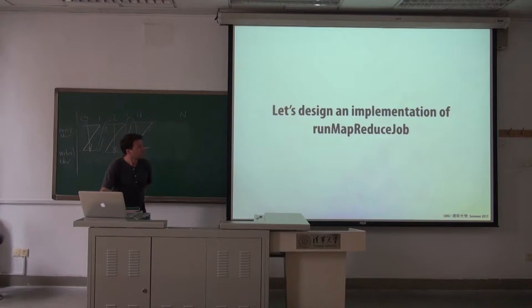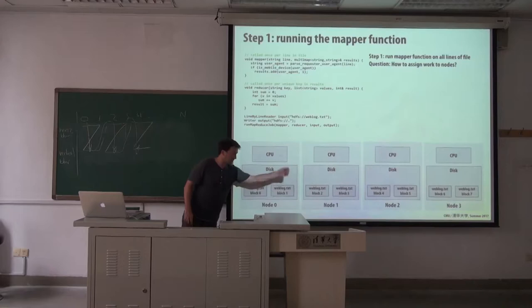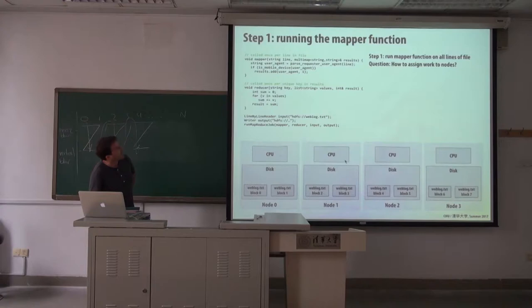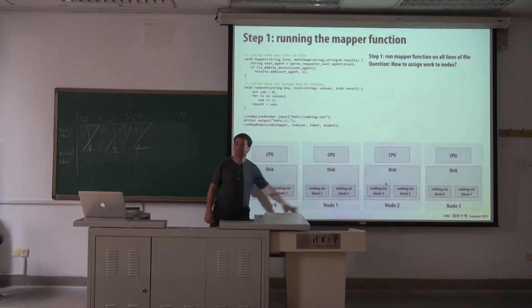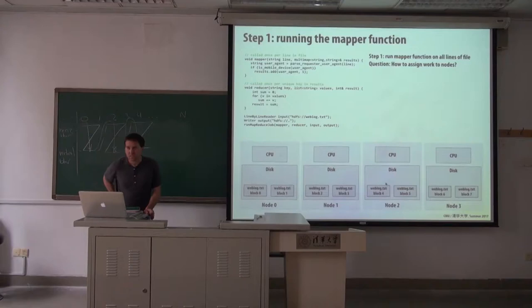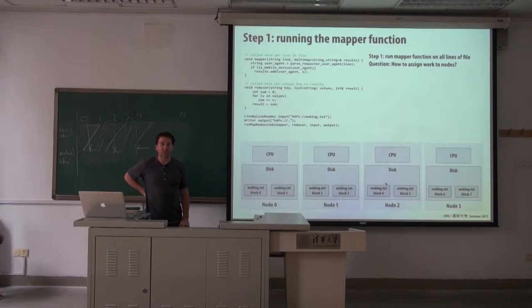So here's our computer. 4 nodes. The pieces of the file are distributed across the cluster. So we have 4 computers. We have 1 billion lines of the file, divided into 8 blocks. How are you going to parallelize the mapper part of this computation?